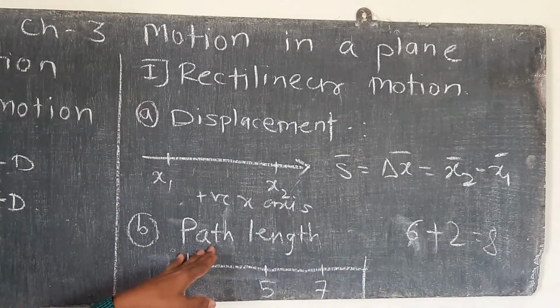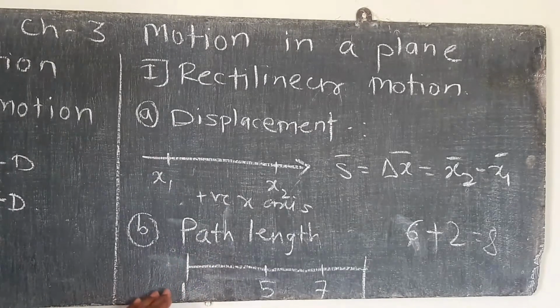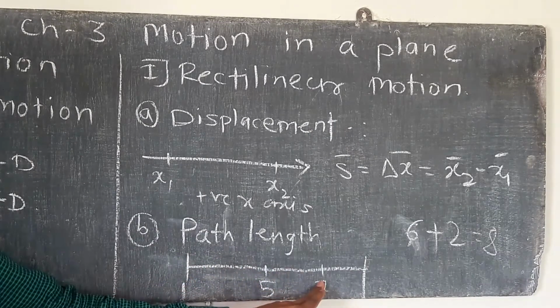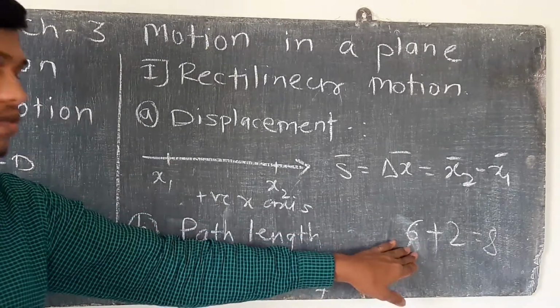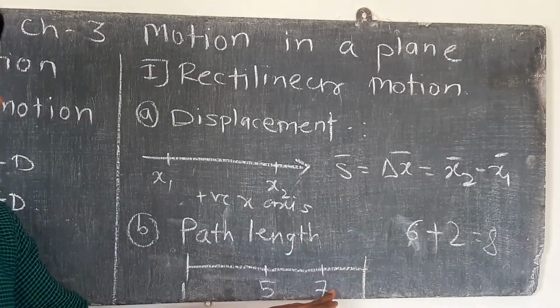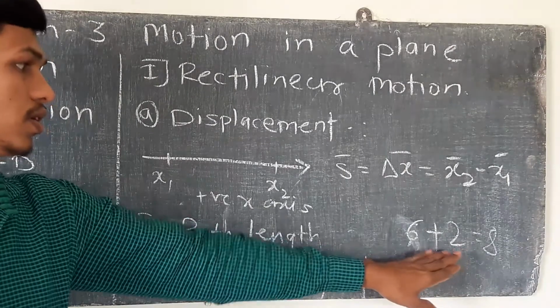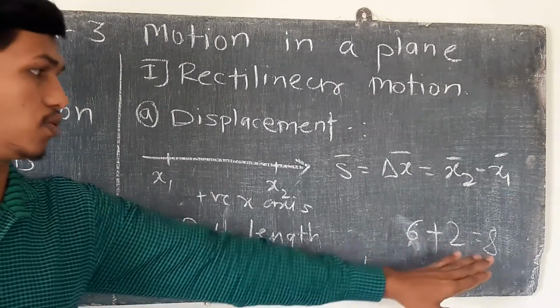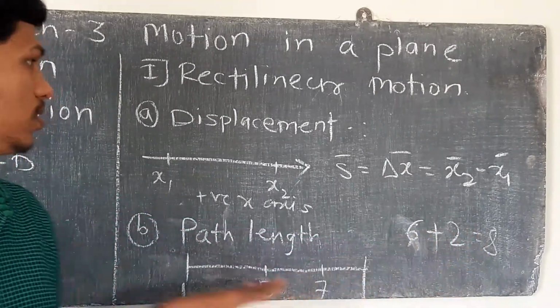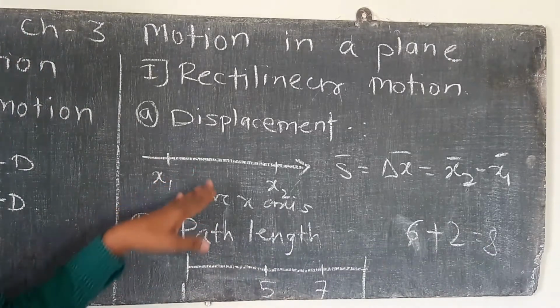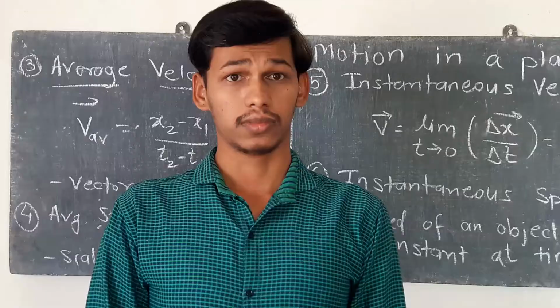But path length is the total distance covered by the object, means first it covered distance 1 to 7, that is 6, plus again it covered distance from 7 to 5, means 2. Here total path length is equal to 8 centimeters. So this is the difference between displacement and path length.